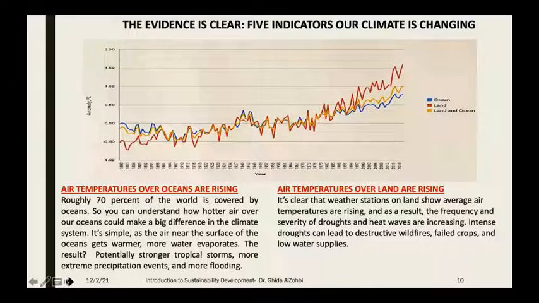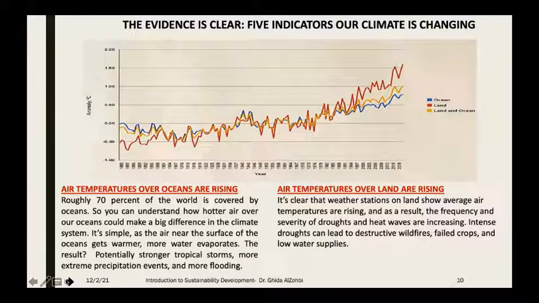Let's start talking about ocean. So roughly, as you know, 70% of the world is covered by oceans. So you can understand how hotter air over our oceans could make a big difference in the climate system. It is simple. As the air near the surface of the oceans gets warmer, more water evaporates. And so the result: stronger tropical storms, more extreme precipitation events, and also more flooding.